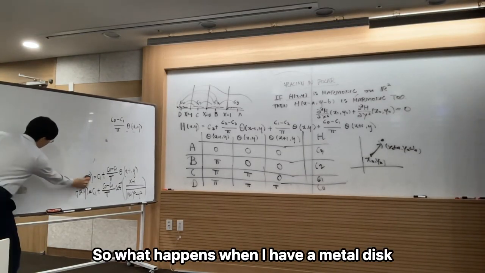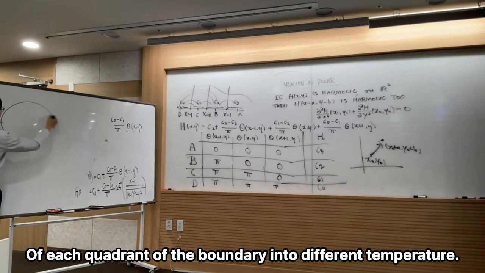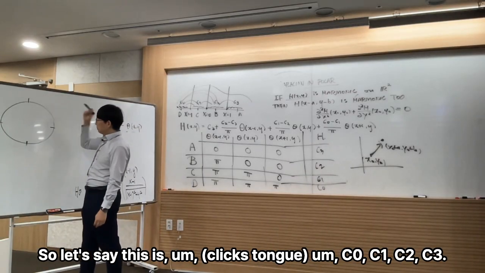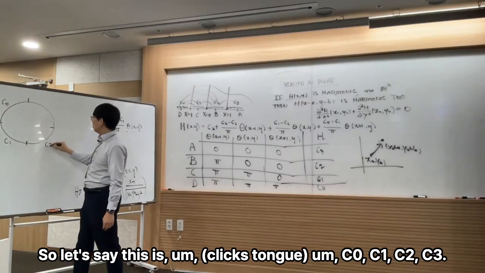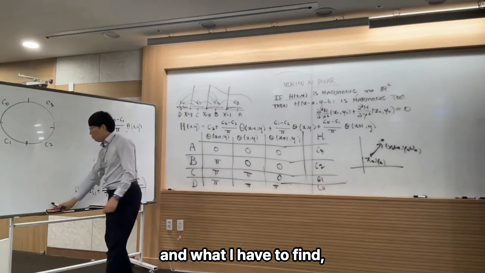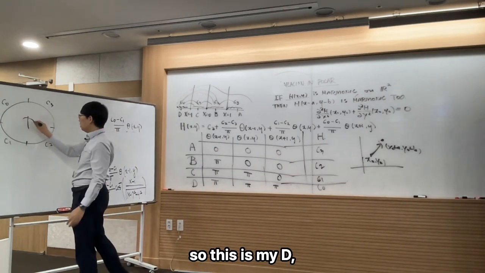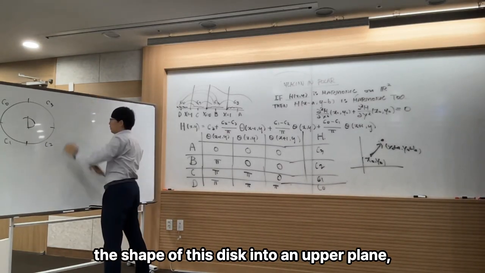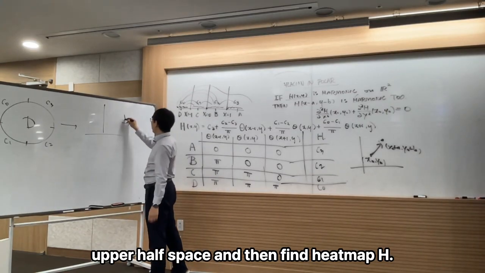So what happens when I have a metal disk and try to set the boundary temperature of each quadrant of the boundary to a different temperature? Let's say this is C0, C1, C2, C3. So there are 4 pieces of this boundary, and in order to find the heat map inside of the disk, so this is my D, I need to somehow change the shape of this disk into an upper half plane, upper half space, and then find the heat map H.